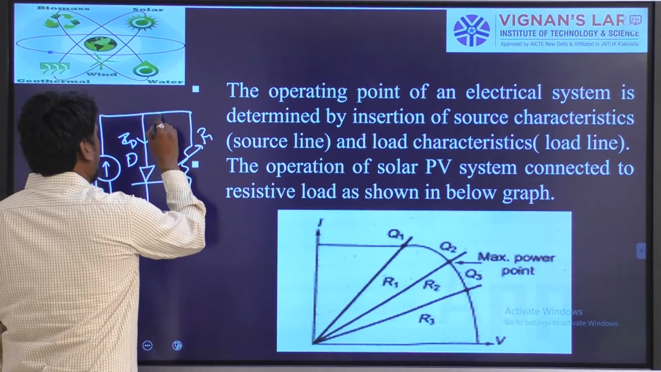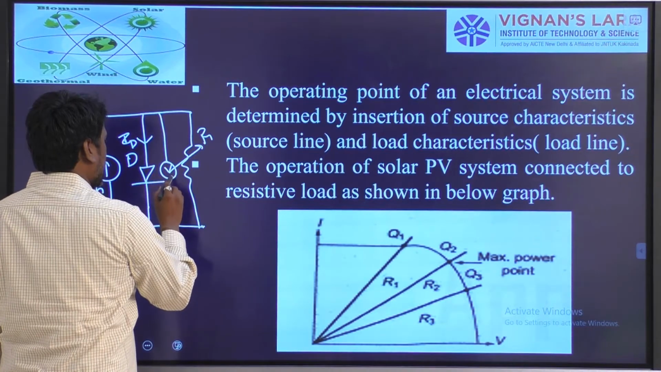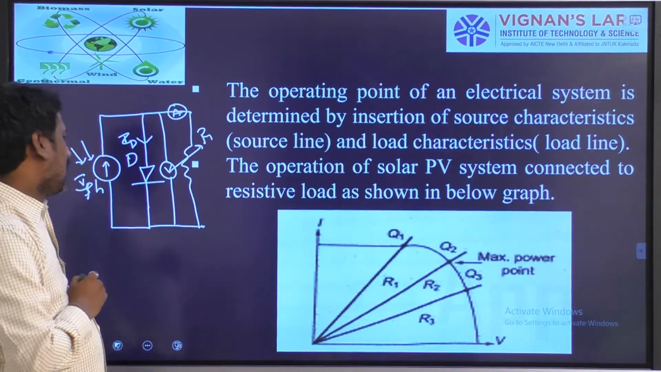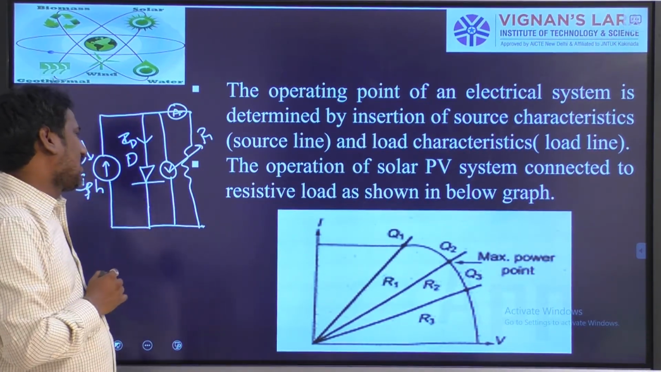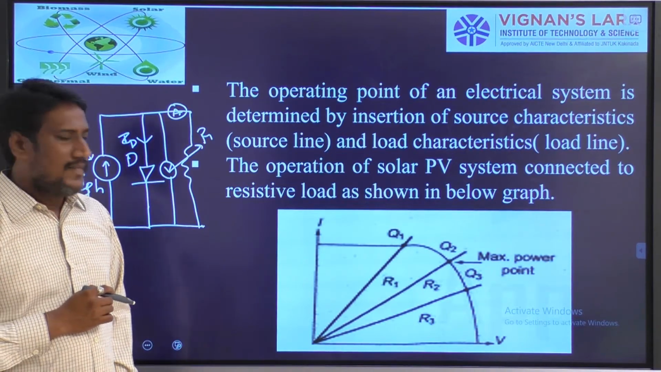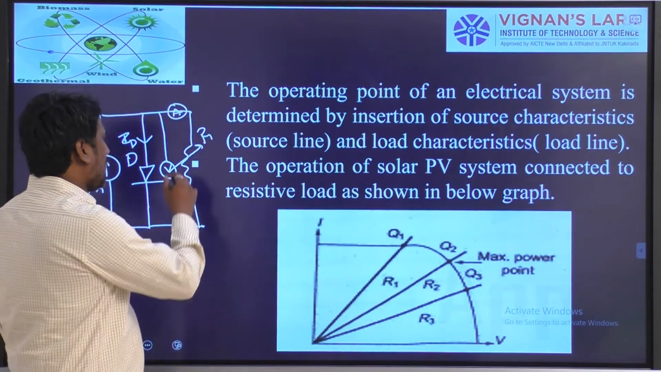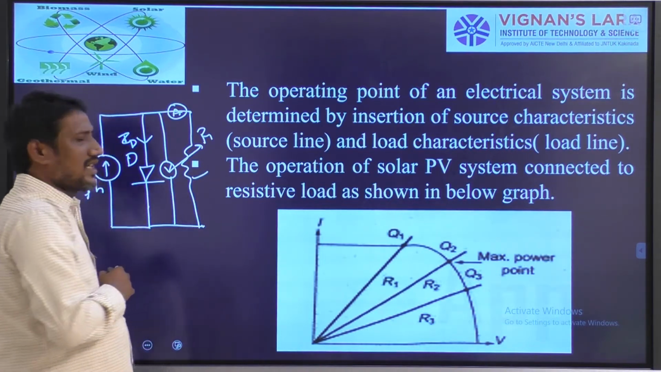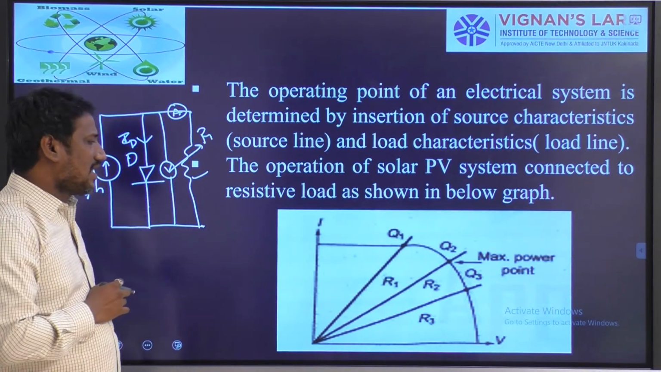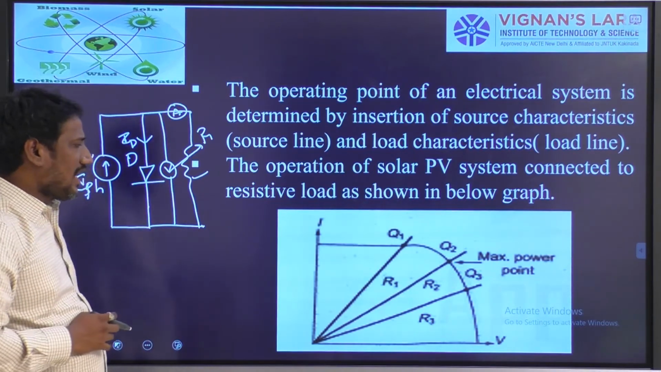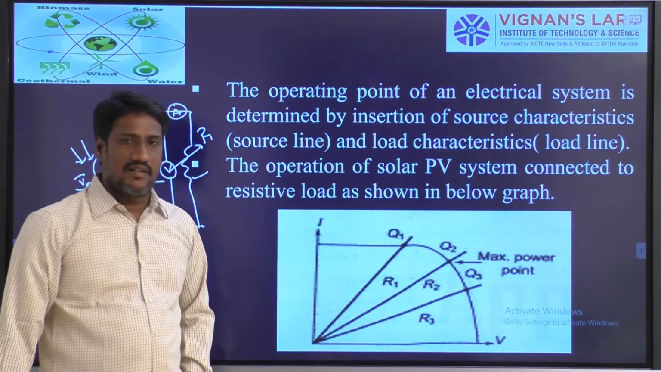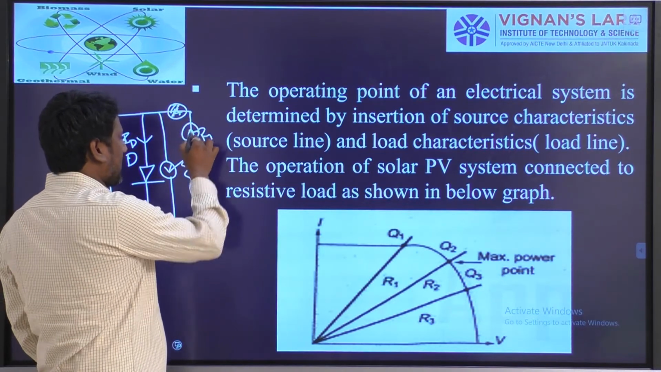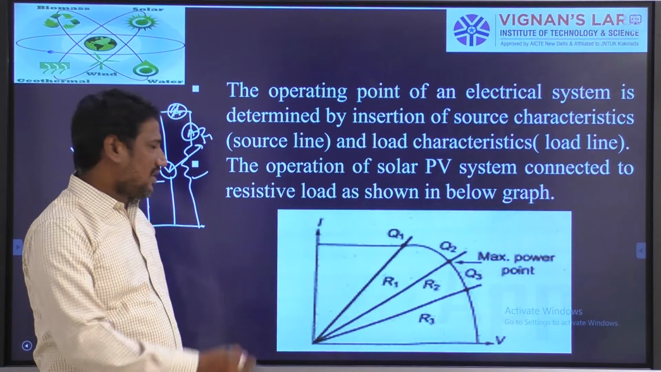By keeping one voltmeter here and an ammeter here, for different voltages, I have calculated the different currents. I would like to calculate the voltage across the resistance and the current through the resistance, the current that flows through the load and the voltage across the load. With that I will draw the characteristics.